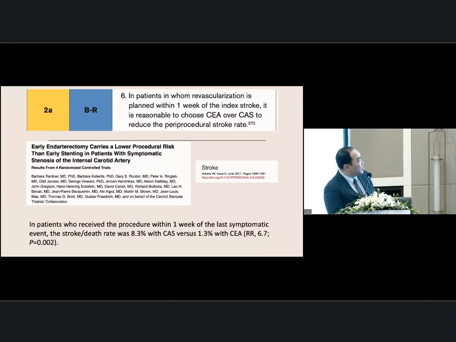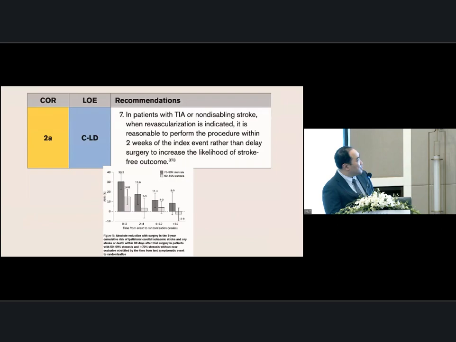The other one is if you are talking about revascularization within a week of the index stroke, then you can consider CEA. If you're talking about trying to do it within 2 weeks, the other important point of this guideline is that you should do any of this carotid revascularization within 2 weeks, especially for the 70 to 99% stenosis, for better outcome.